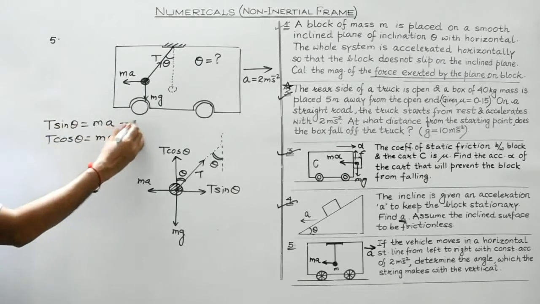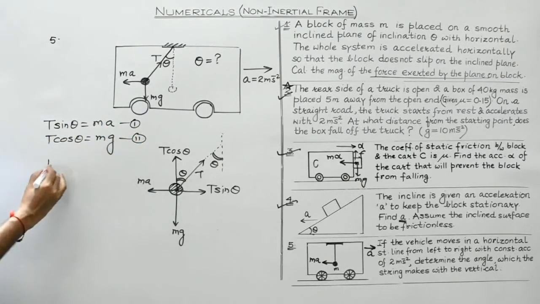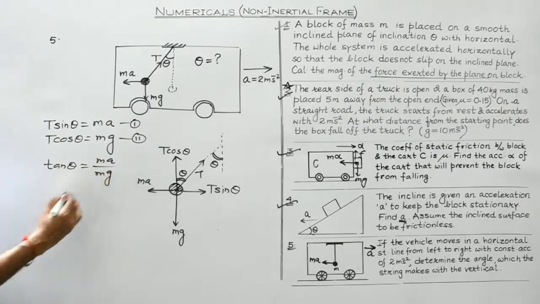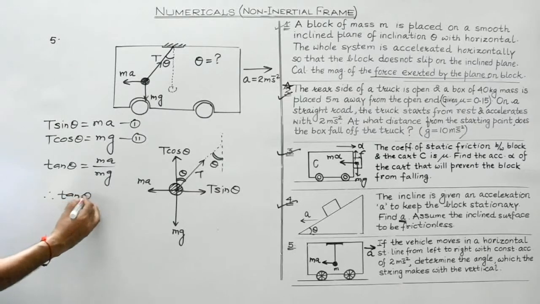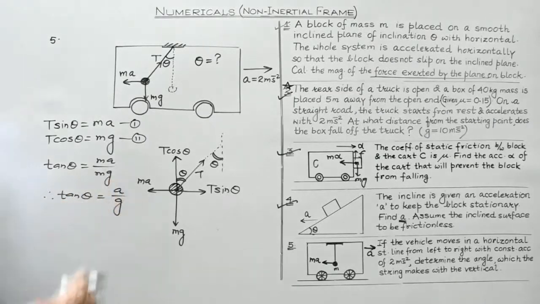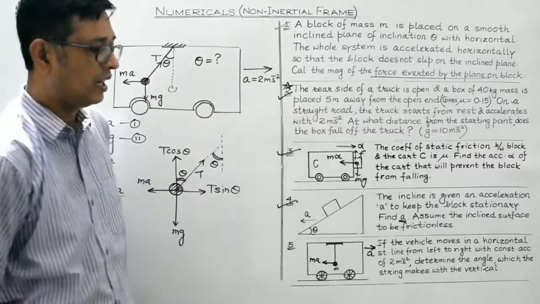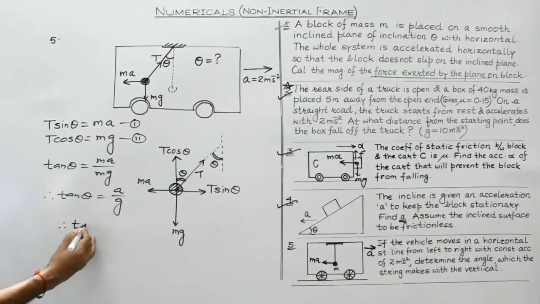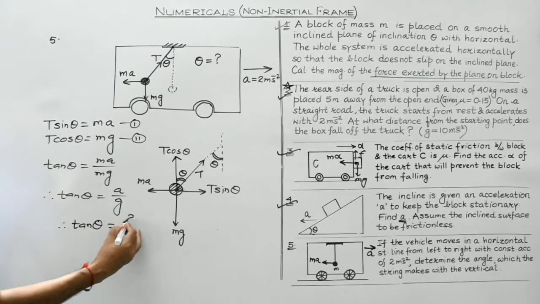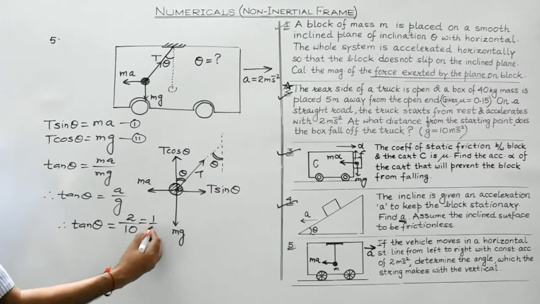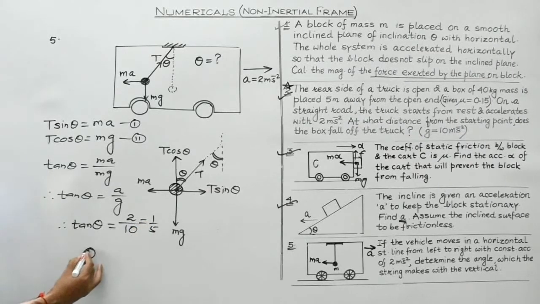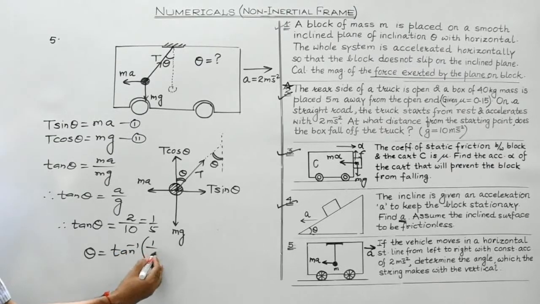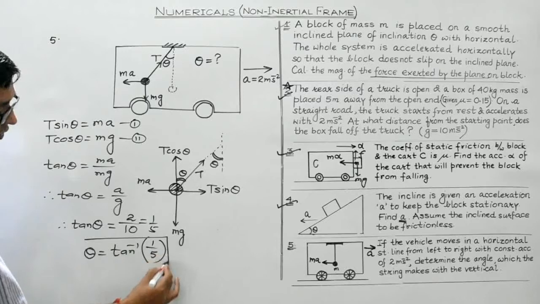On dividing these two, what we get is tan theta is equal to ma divided by mg. Therefore, tan theta is equal to a by g, right? The value of a is given to be 2 and the value of small g, let's take it as 10 meters per second square. Therefore, tan theta will be equal to 2 by 10, that is 1 by 5. So the angle which this string makes with the vertical is given by tan inverse 1 by 5. So students, this is the answer.